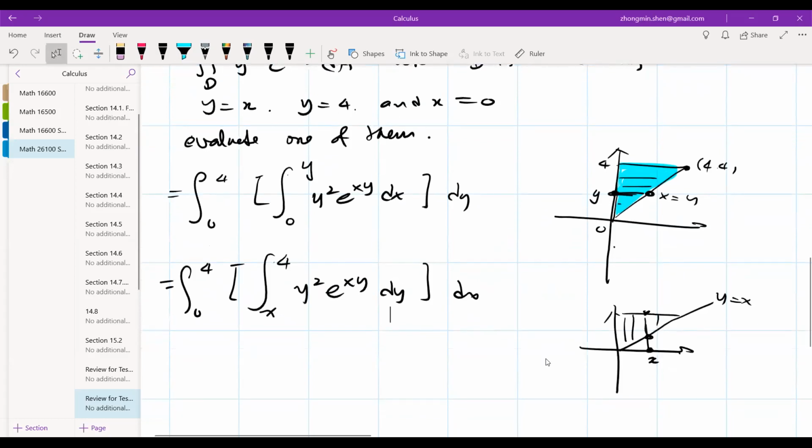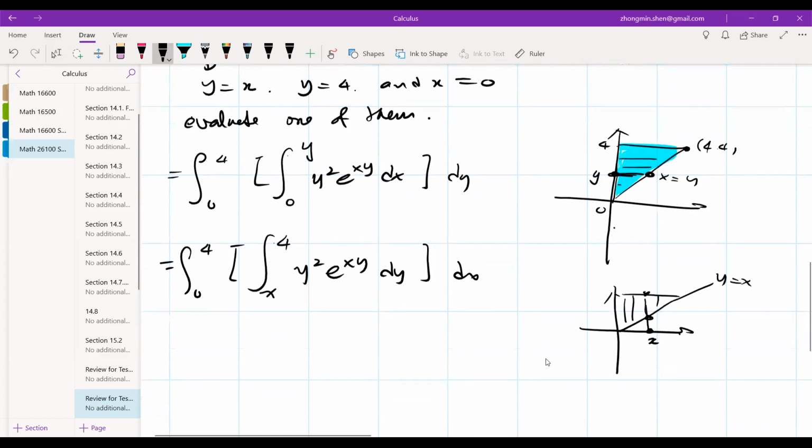Which integral is simpler? I think the second one is a little more complicated because it's an integral with respect to the y variable. With y squared times e to the x times y, x is treated as a constant, so I don't think it's easy to evaluate. So I'm going to use the first one instead of the second one.